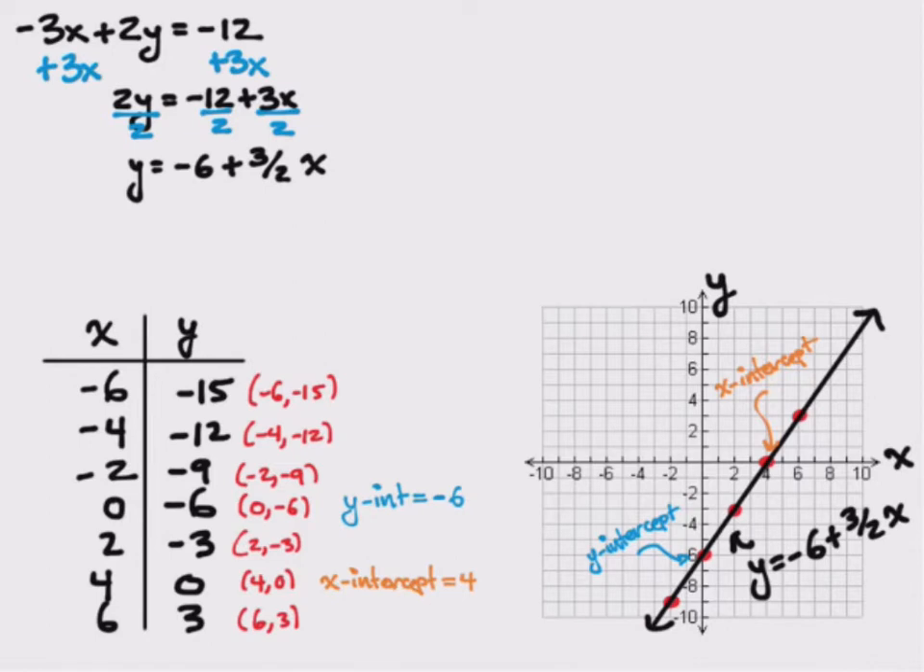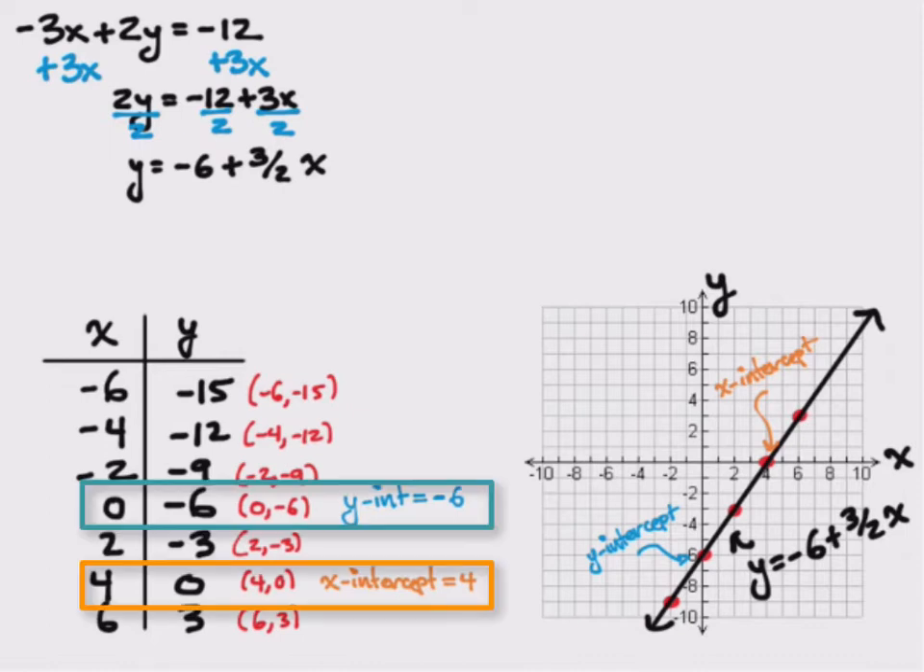So once again, we found that our ordered pairs created a line, so we connected them. We made sure to add these arrows at the end to imply that this line goes on and on forever and ever. We labeled our graph with its equation. We found our x-intercept and our y-intercept, which is pretty nice because they were part of the ordered pairs we found in the first place.